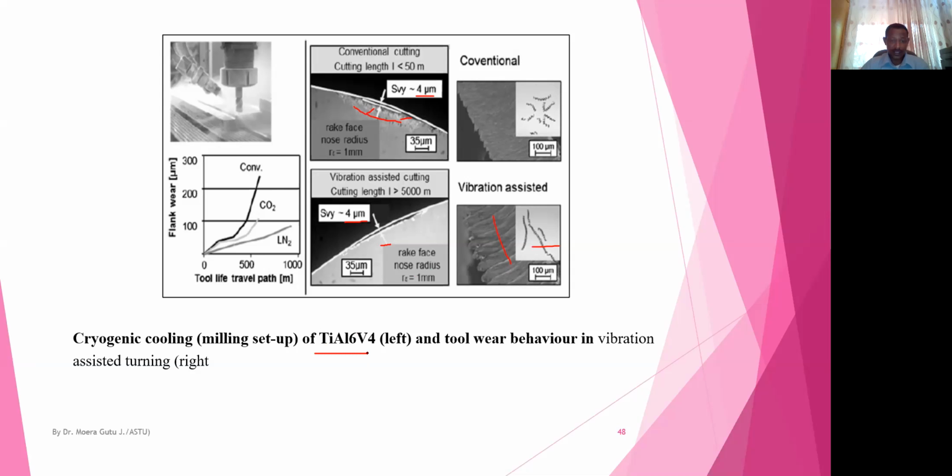This is the cryogenic cooling milling setup of a titanium alloy. This one is a titanium alloy with high industrial application, and tool wear behavior in vibration assisted turning. So if you have drilling here, and you have the cooling application, you can assist the drilling process by vibrating the workpiece in addition to the drilling bit rotating.